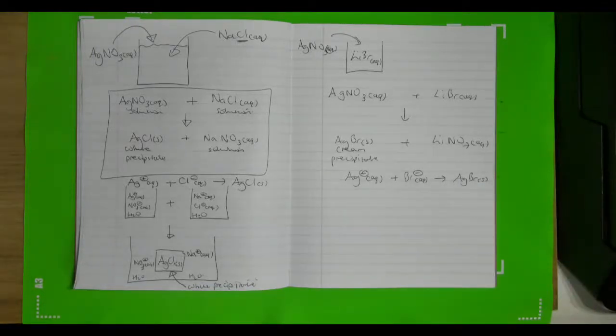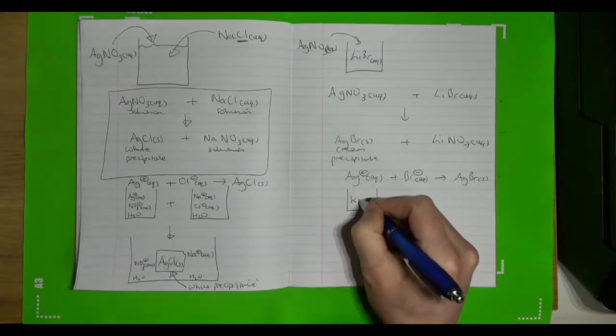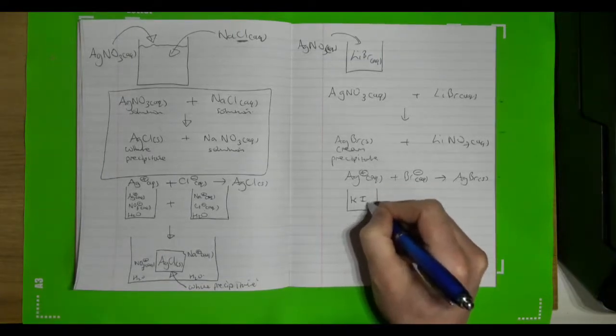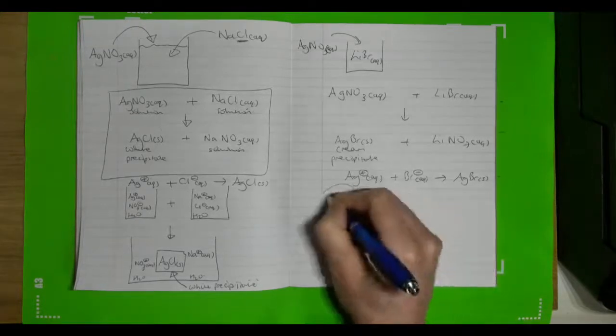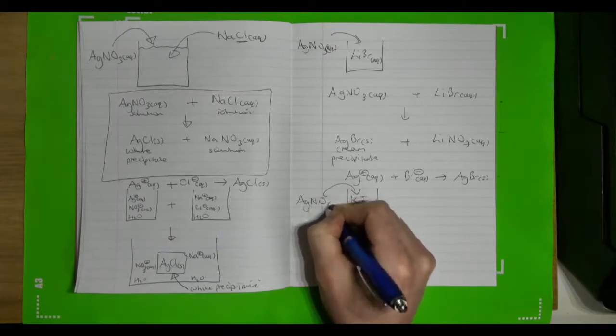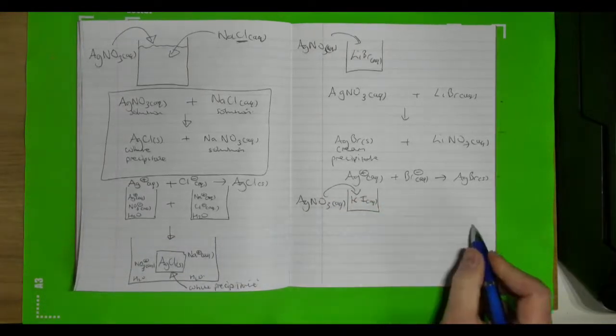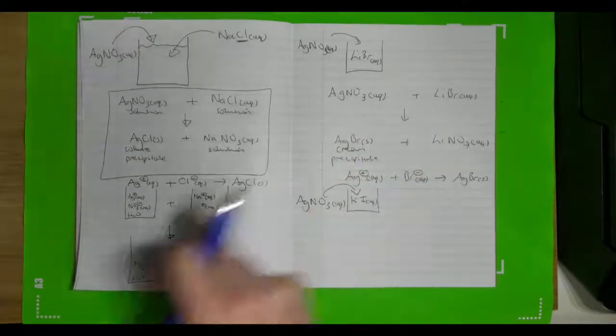Alright, or if we have another sample here, and in there we've got potassium iodide. Same method, put in some silver nitrate solution. So I'm going to write down the balanced symbol equation and the ionic equation, just like I've done in these two examples here.